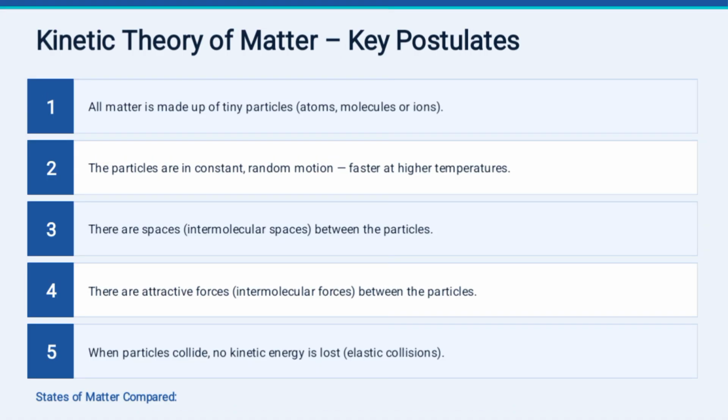Let's look at the kinetic theory of matter. This is the key postulate of this theory. All matter is made up of tiny particles, which are atoms, molecules, and ions. They are always in constant random motion, usually faster at higher temperature and slower at lower temperature. There are spaces between these particles. There are attractive forces between the particles. And of course, when the particles collide, no kinetic energy is lost. That means the collision is elastic.